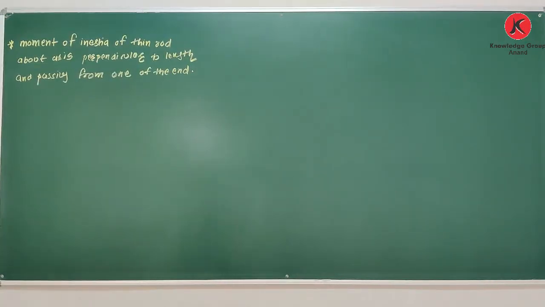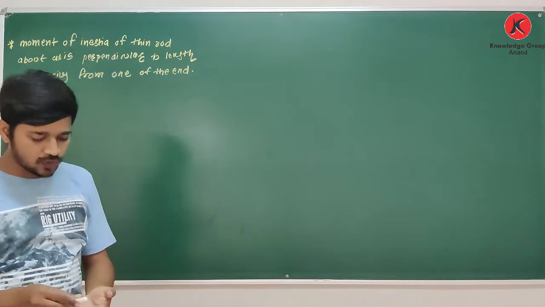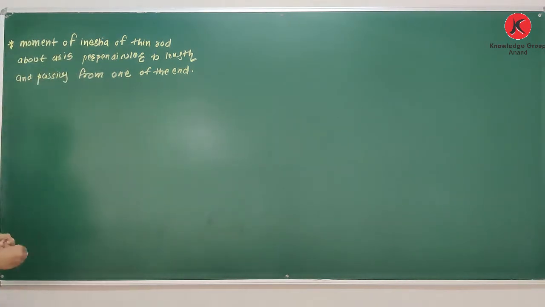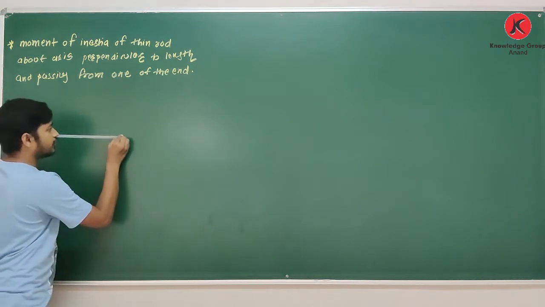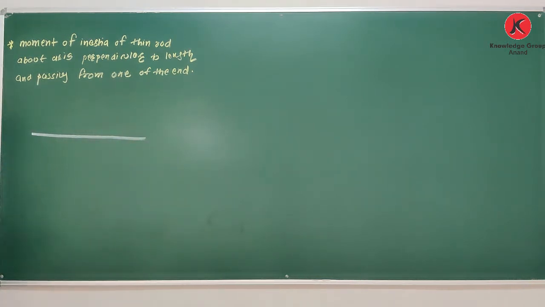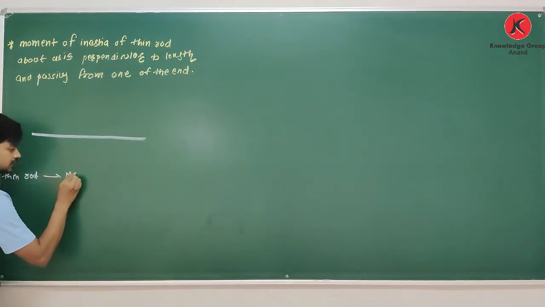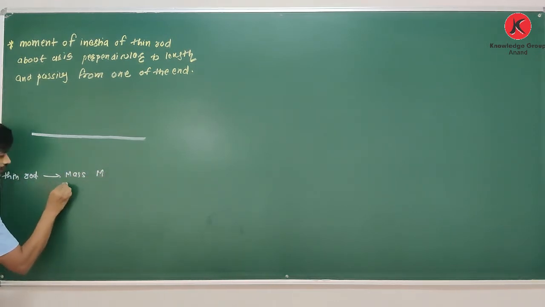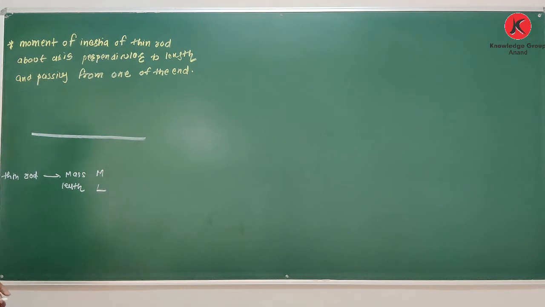Next theory: moment of inertia of a thin rod about an axis perpendicular to its length and passing through one of the ends. Again, it is a thin rod. Its mass is m and its length is l. You have to find the moment of inertia perpendicular to the length and passing through one of the ends.